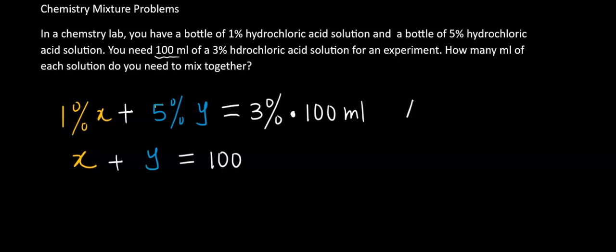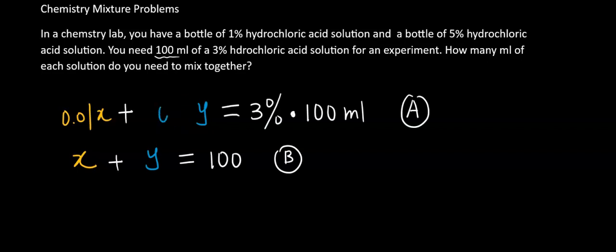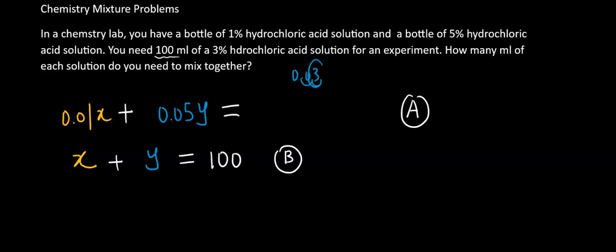Now we're going to clean up the first equation, which we call equation A, and the second one, which we call equation B. Cleaning up, 1% is 0.01, and 5% is 0.05. What is 3% times 100? That is 0.03 times 100, which is 3. So we're just going to write down this one as 3. See, it's much cleaner looking now.